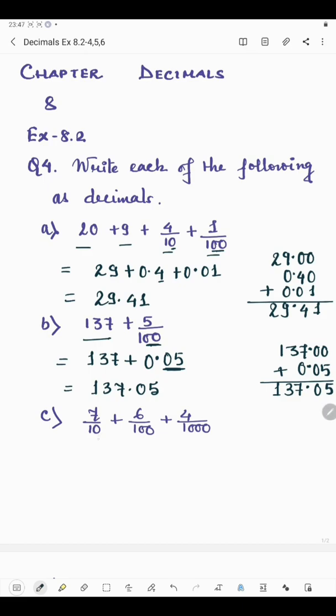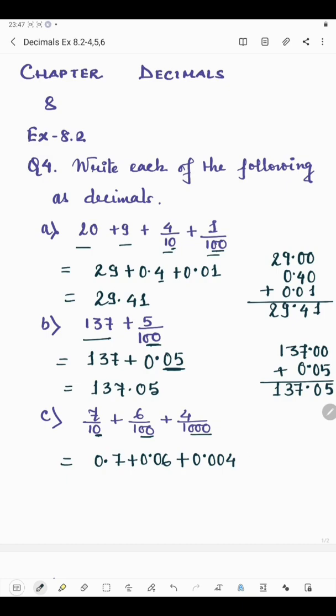Okay, now coming to the C part. Here we have 7 by 10 plus 6 by 100 plus 4 by 1000. Now 7 by 10, here we have 10. So to convert it into a decimal we'll keep one digit after the decimal, as there is 10. Plus here we have 100, so two places. So it will be 0.06. Plus here we have 1000, so three places, so it will be 0.004.